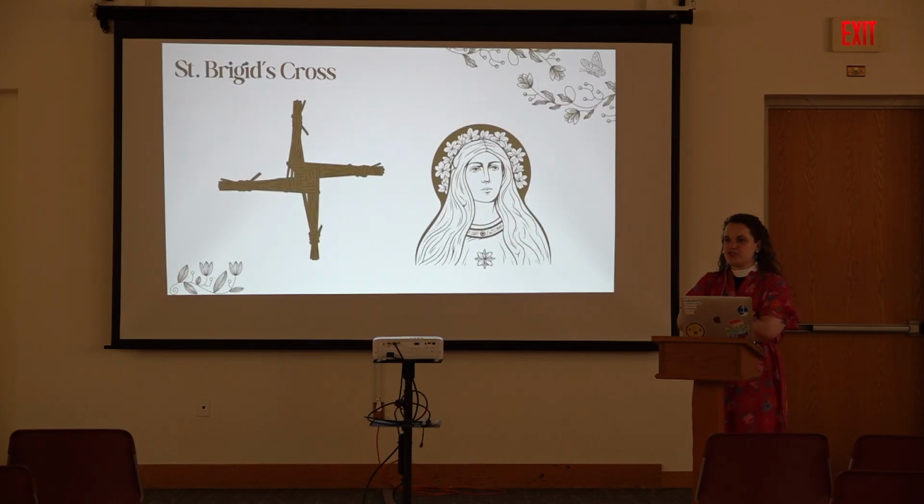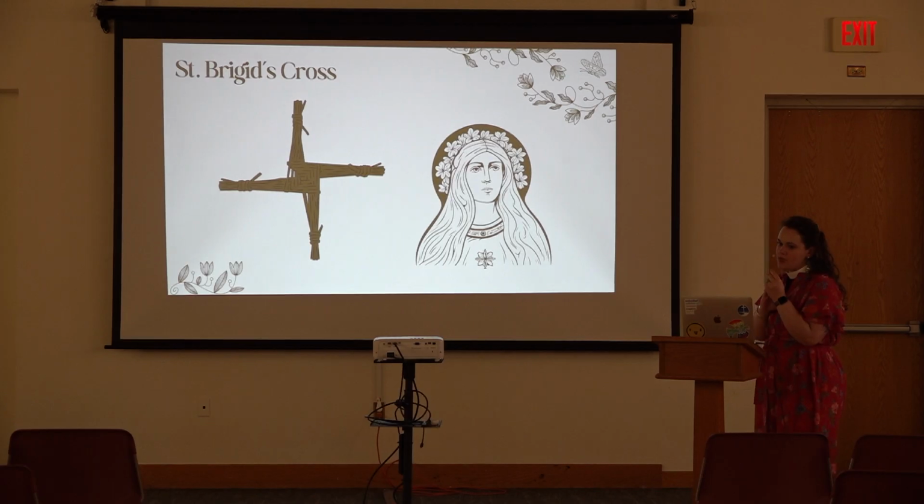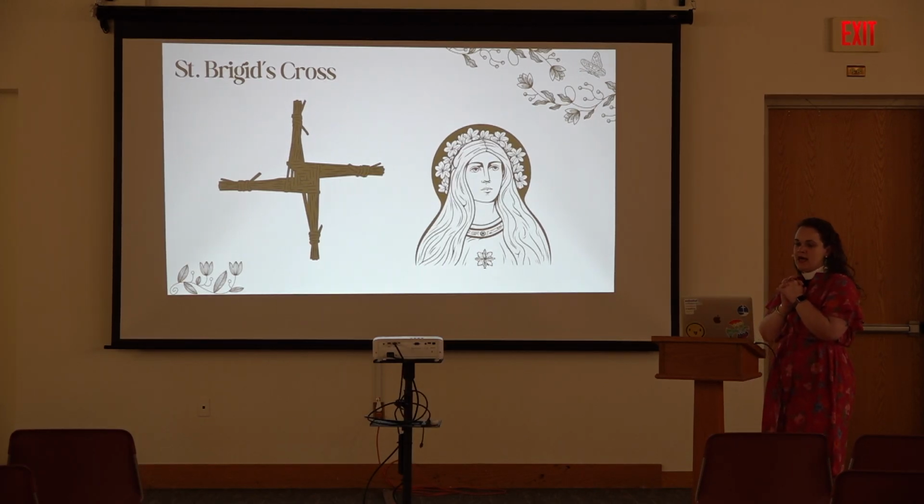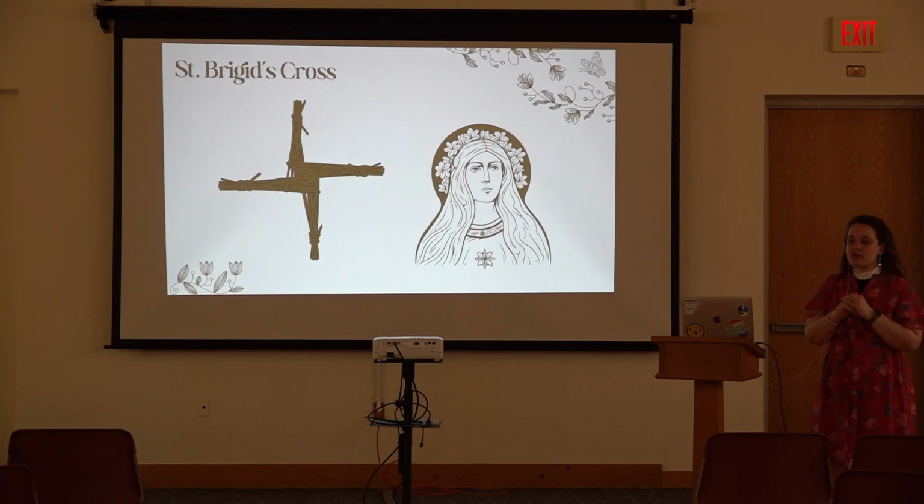I've included Bridget's cross in part because I really love Bridget. She was at the Abbey in Kildare, and her lineage and her patronage is often overlapped with that of Patrick. But she has this beautiful cross, it's more recent than these other Celtic symbols that we're looking at, but a cross that's made of reeds or straw and is intended to protect homes from evil, danger, and disease.